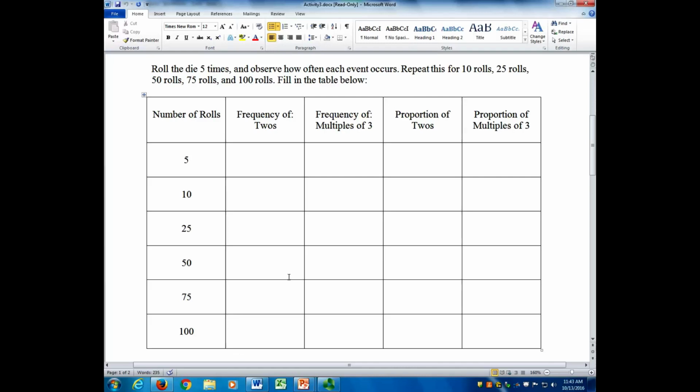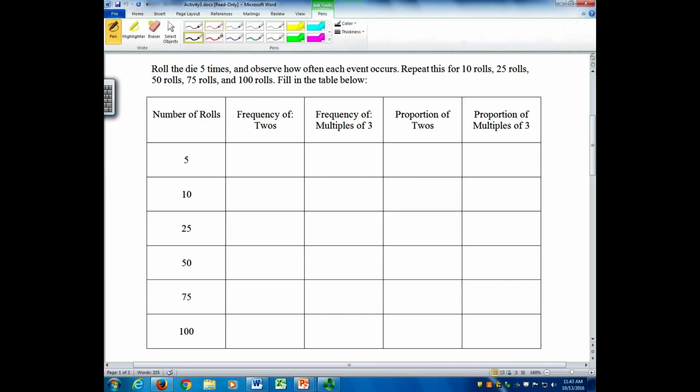That many times. Okay, so figure out how many times the 2 pops up, how many times the 3 pops up, and then calculate the proportion. So what was the proportion of 2s out of 5 rolls? So if you were doing, does my pen work on Microsoft? Oh, it does. Hey, look at that. It works on Word too.